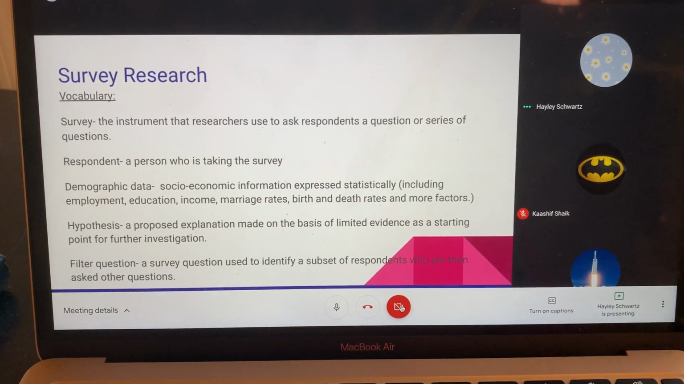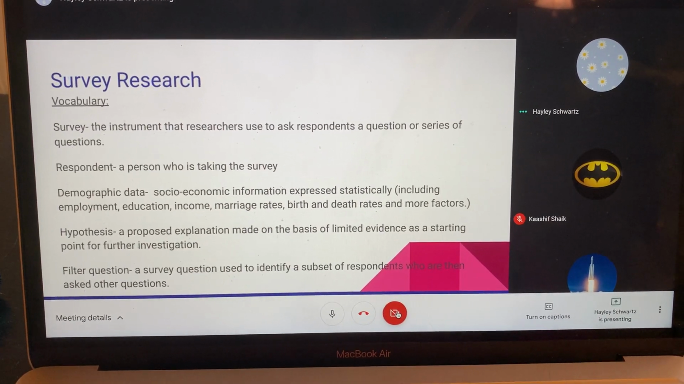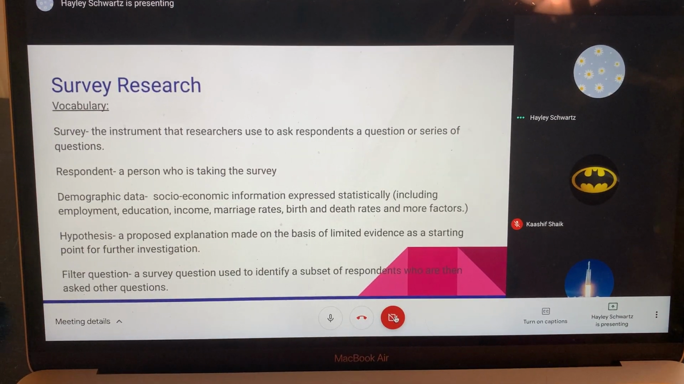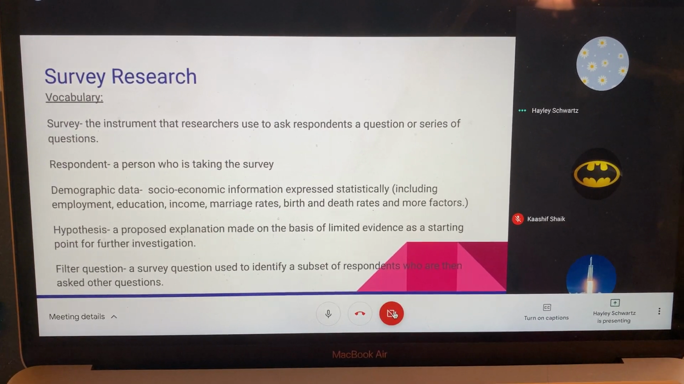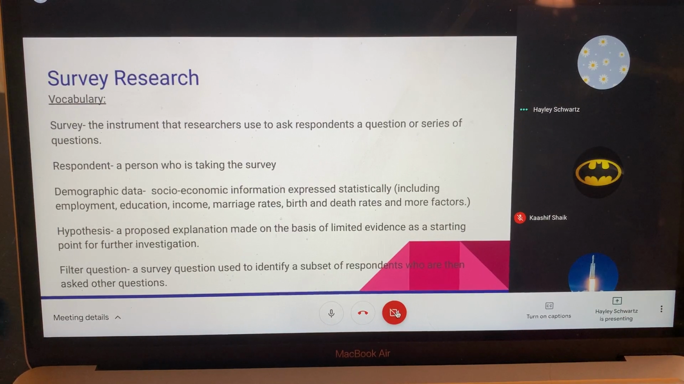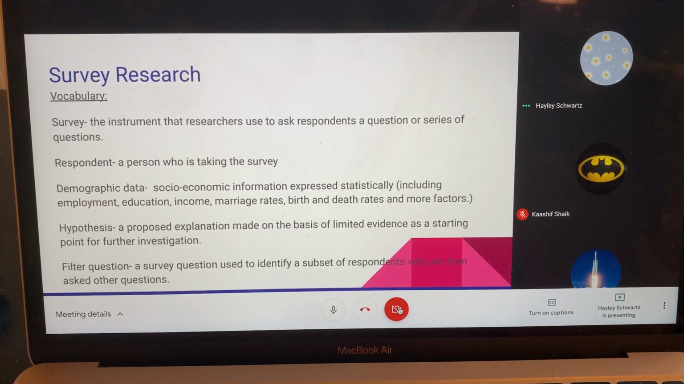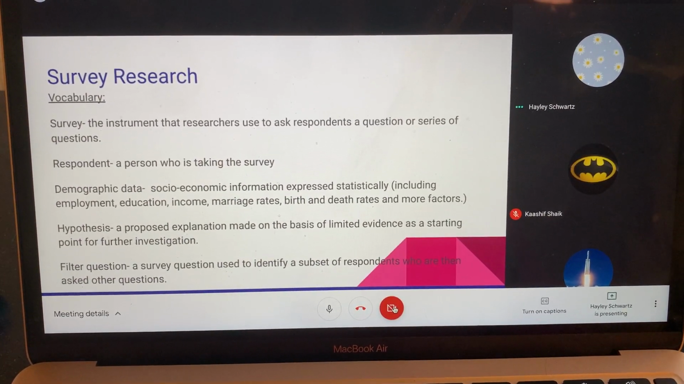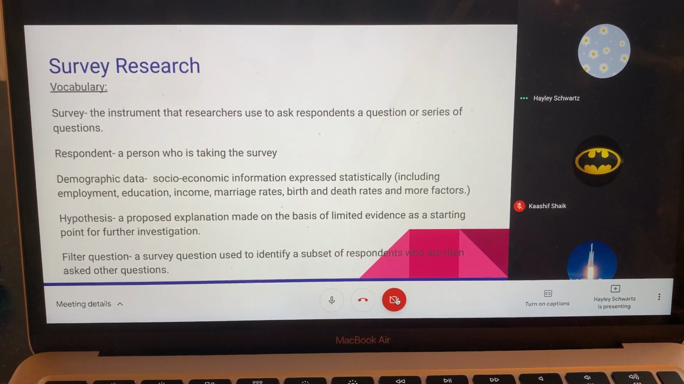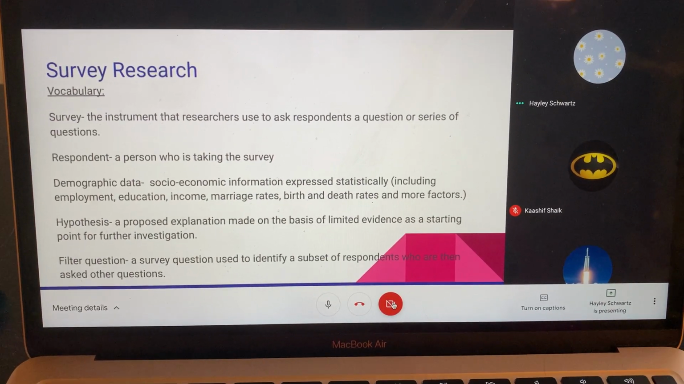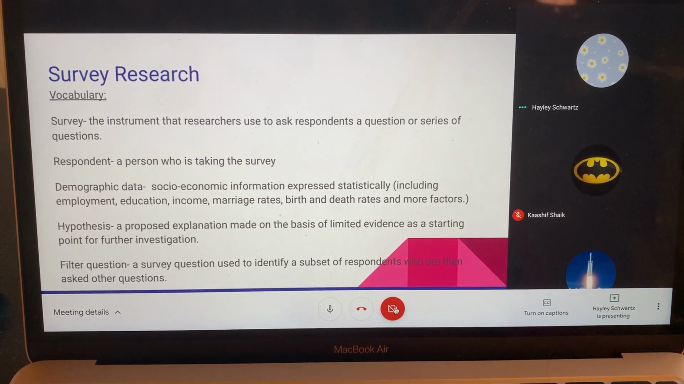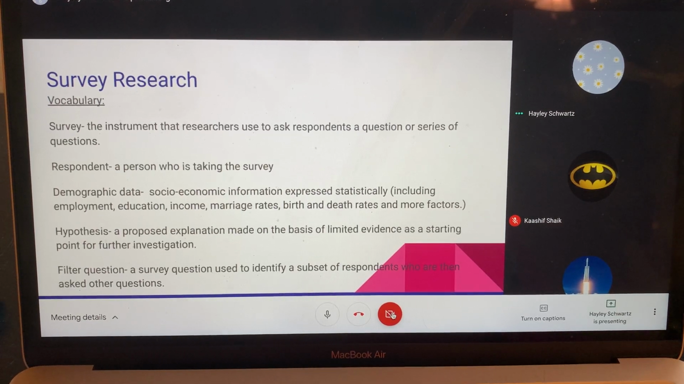Some of the key terms that we learned were: survey, which is the instrument that researchers use to ask respondents a question or a series of questions; respondent, which is the person who is actually taking the survey; demographic data, which is the socioeconomic information that is expressed statistically, such as employment, education, income, marriage rates, birth and death rates, and many more factors; a hypothesis is a proposed explanation or a prediction made on the basis of limited evidence, like a starting point before you start the investigation; and a filter question is a type of question that is used to identify a subset of respondents who are then asked other questions.